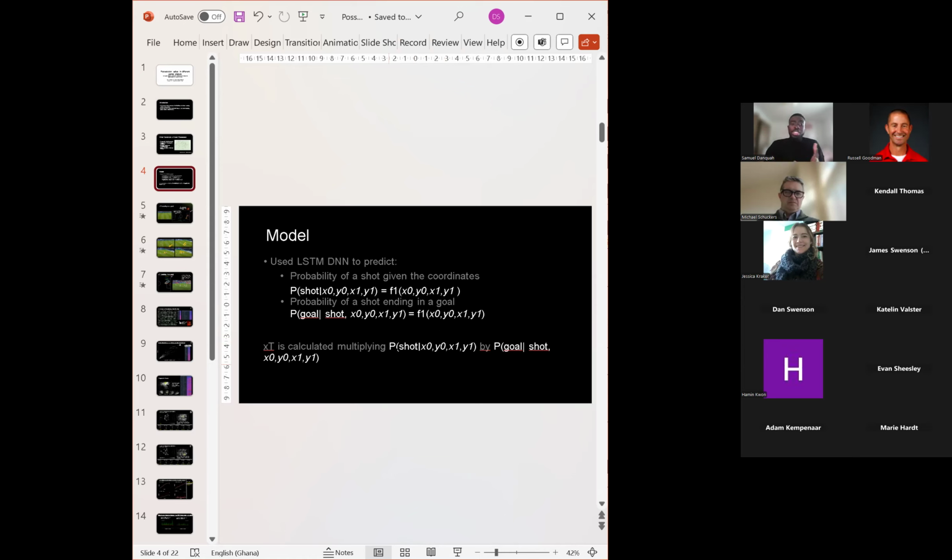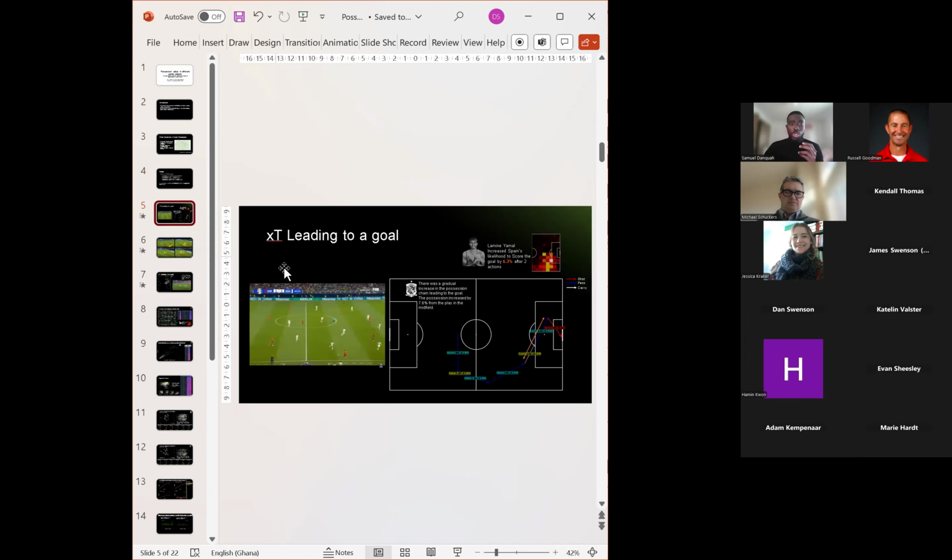Here, the expected threat multiplies the probability of a shot by the probability of a goal given the shot, with regard to the coordinate or location of the ball on the field. I know I've been talking a lot about what the model is about. Now let's look at how the model was put into play. Let's look at the model in action. I would quickly want to show this video for you to see.